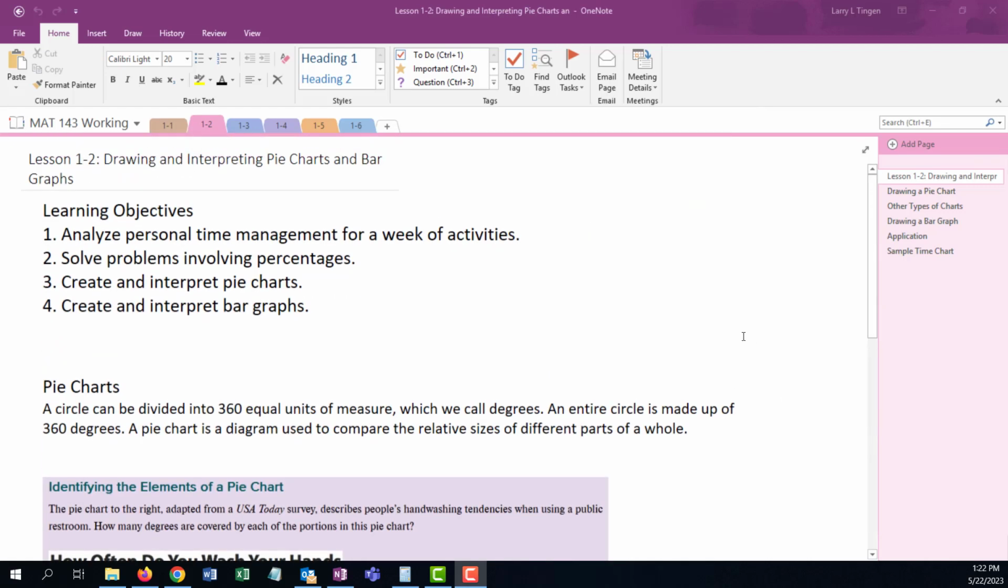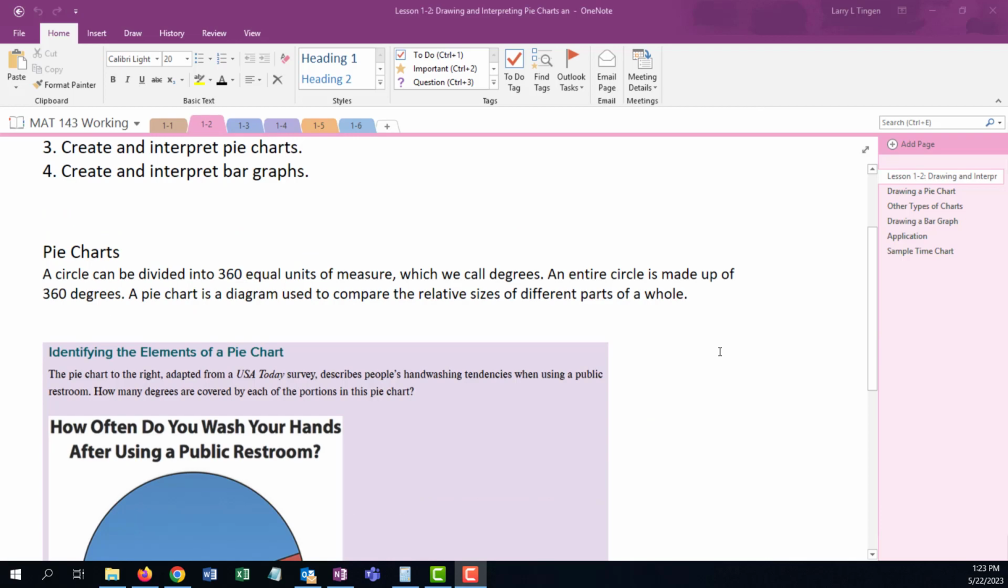Right now we're looking at lesson 1-2, drawing and interpreting pie charts and bar graphs. We see our learning objectives across the top: analyze some personal time management. We're going to have a lab on that. You'll see it's on the last page of these notes. We're going to solve some problems with percentages and look at pie charts and bar charts.